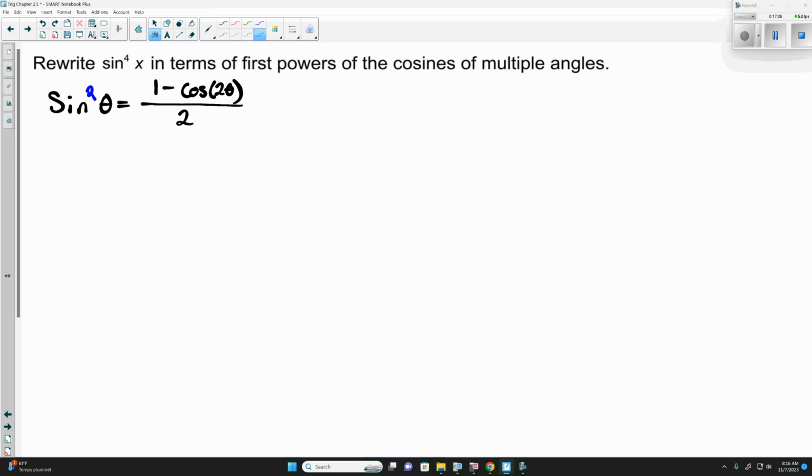But we don't have a square, we have a fourth power. So the way we have to look at this is sine squared of x, squared, almost. We're looking at it as a square squared.